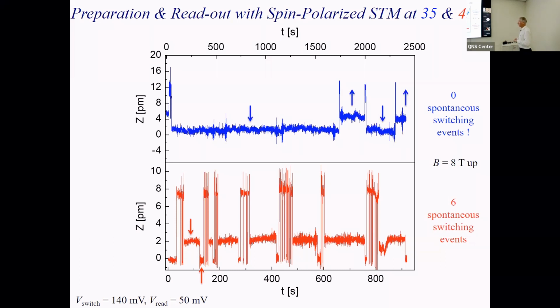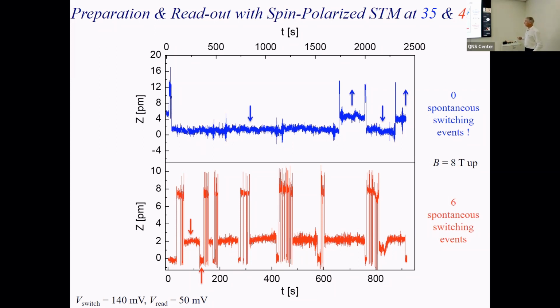So this means that we have here an observation time of roughly 2000 seconds, and there's not a single spontaneous switching event. And what you should notice is that this is a measurement which is not done at 2 Kelvin or 3 Kelvin. This is a measurement that has been done at 35 Kelvin. So these are really stable magnets.